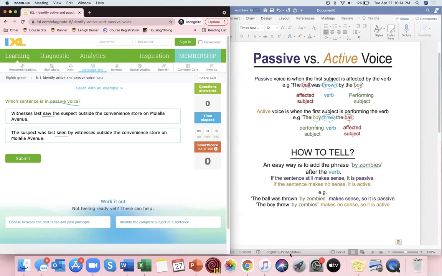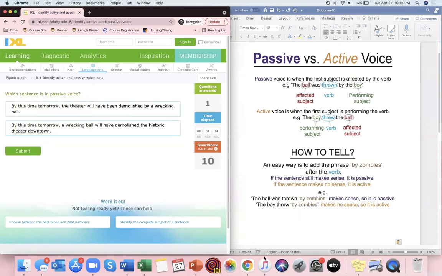And to give a more professional answer, witnesses, this is the subject in the sentence and it is doing the verb. So witnesses saw the suspect outside the object. For this example, the suspect is the object and the subject is being affected by the verb. So therefore, this is passive.